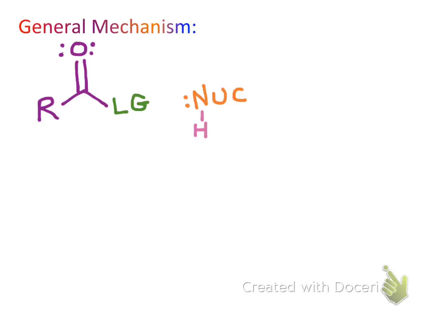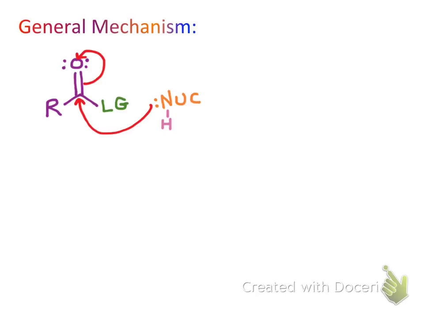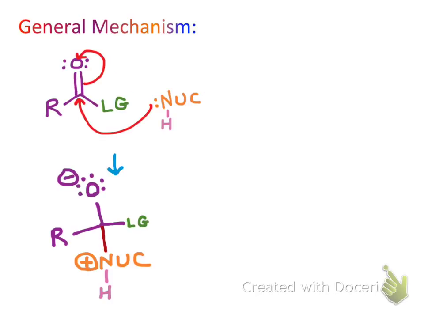So what is our generic mechanism? Well, our nucleophile is going to attack our carbonyl carbon. And as it's getting attacked, these electrons are going to withdraw up here onto our oxygen. We'll move that for convenience's sake. So what's that going to get us? Some sort of tetrahedral intermediate.